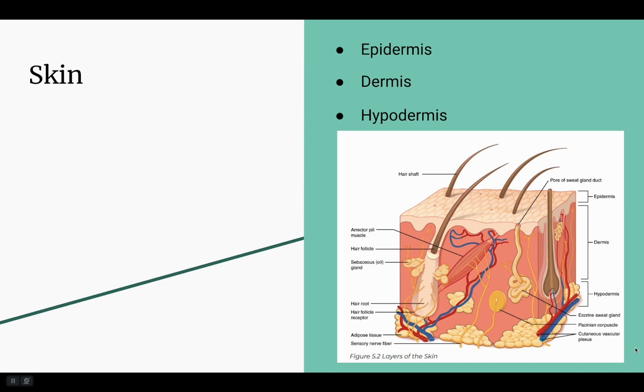The epidermis is the thin topmost layer of the skin. It contains sweat gland duct openings and the visible part of hair known as the hair shaft.